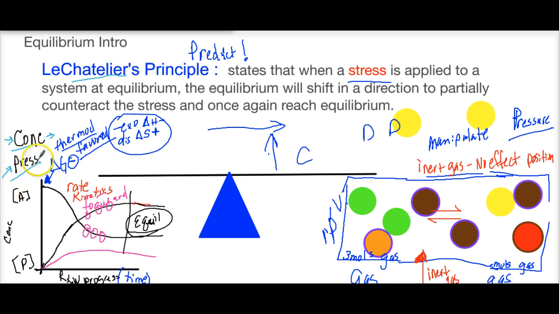respond by pressure. So if you change the pressure, by increasing the pressure, we're going to shift to the side with fewer moles of gas. And if we decrease the pressure, we're going to shift to the side that has more moles of gas. So moles of gas is inverse to the change in pressure. So we just have to literally count the number of moles of gas that we have on each side of our equation. And so the other thing that we can change is temperature.